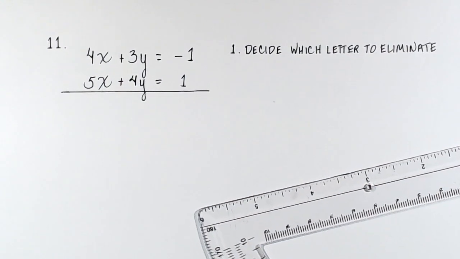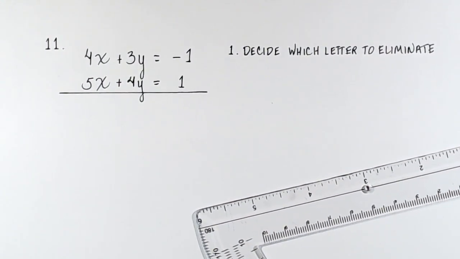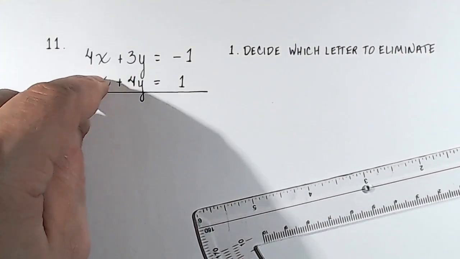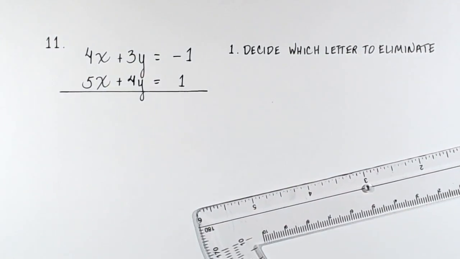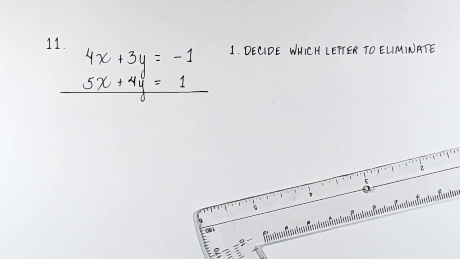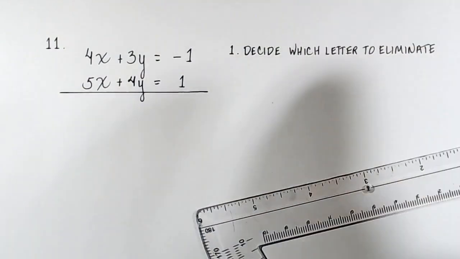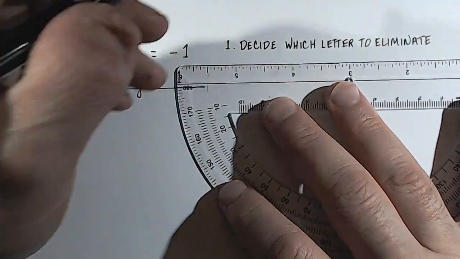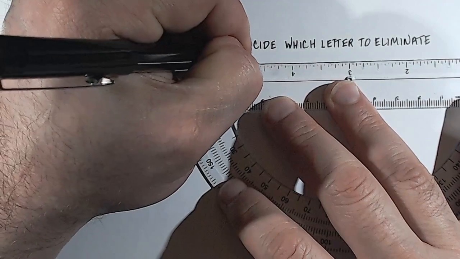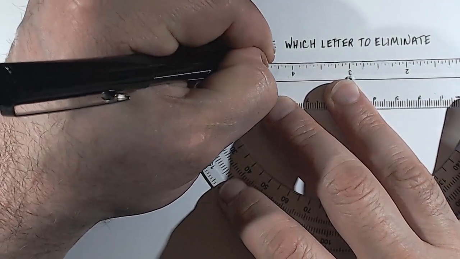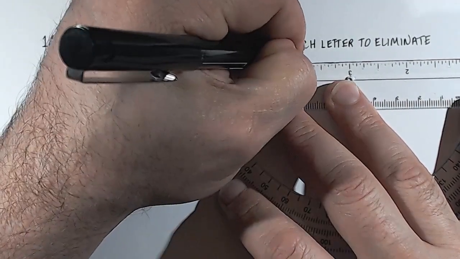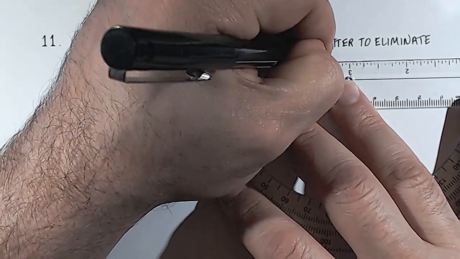So it's actually up to you. Sometimes you want to eliminate one or the other, but you're going to end up finding both of the letters, and so you just decide. So let's play a little game here. Eeny, meeny, miny, mo. We're going to eliminate the y variable. It really doesn't matter. So we chose to eliminate y. All right, so in this problem, we will eliminate y.